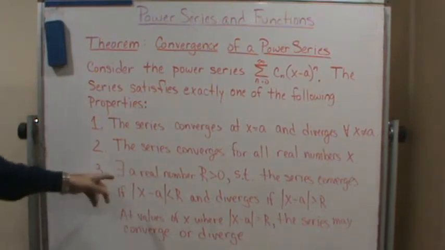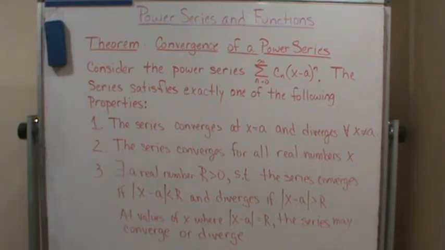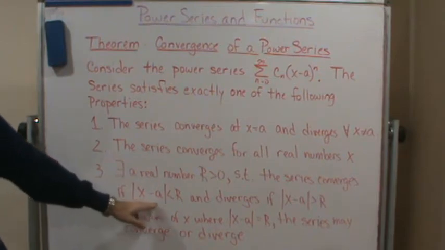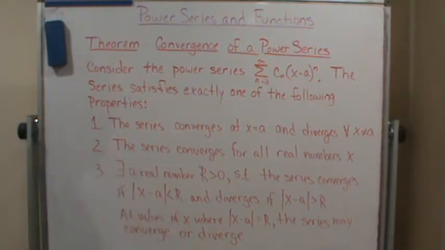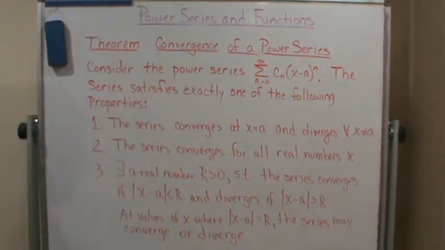Three, there exists a real number r greater than 0 such that the series converges if the absolute value of x minus a is less than r and diverges if the absolute value of x minus a is greater than r. For all values of x where the absolute value of x minus a is equal to r, the series may converge or it may diverge.